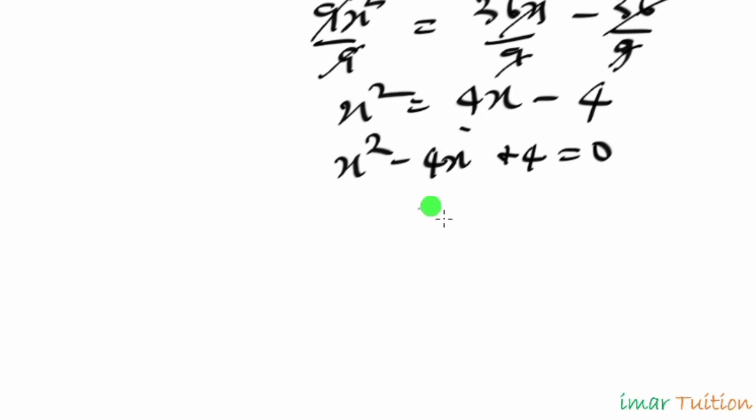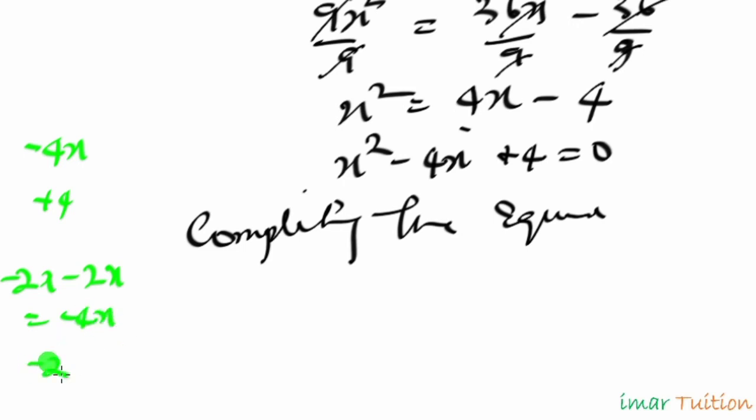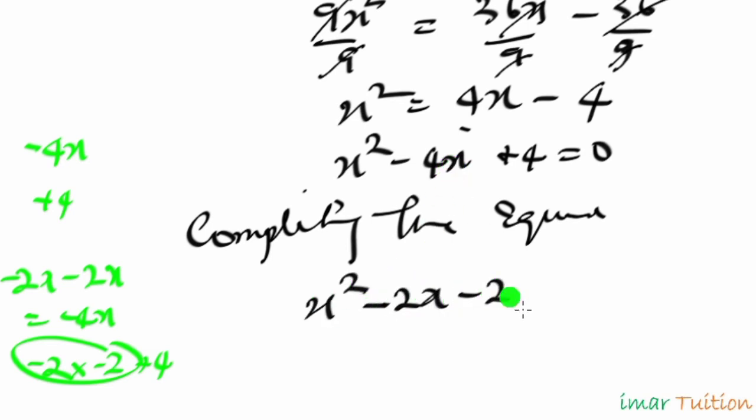So from there, we'll factorize. I'm going to look for two numbers. We'll add them together to have minus 4x, and we'll multiply them to have plus 4. So these are minus 2x and minus 2x, which will give you minus 4x, and minus 2 times minus 2 will give you plus 4. So we'll simply replace minus 4x: we'll have x squared, minus 2x, minus 2x plus 4, to be equal to 0.